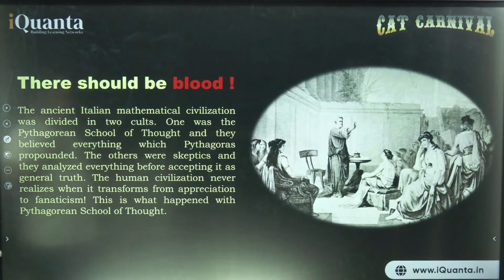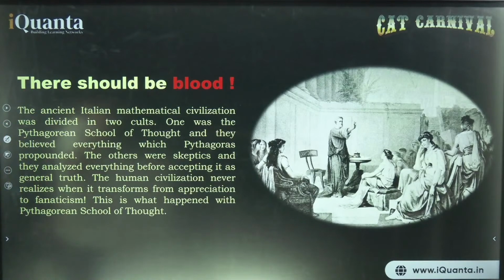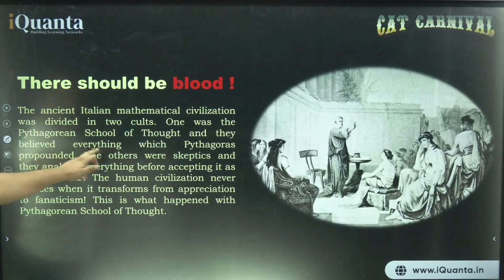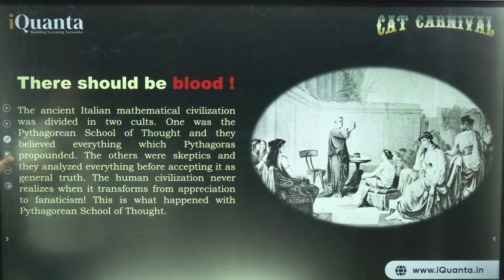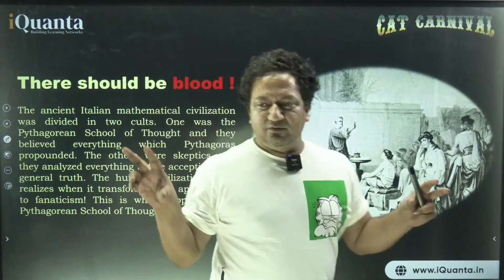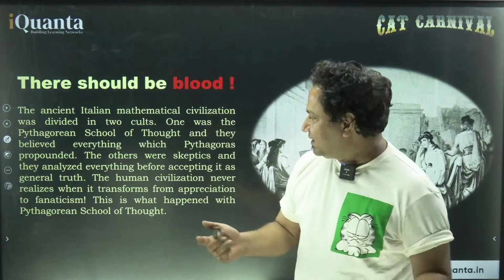The ancient Italian mathematical civilization was divided in 2 cults. One was the Pythagorean school of thought, and they believed everything which Pythagoras propounded. देखो, ये सब लोग पाइथागोरस के फॉलोवर थे. भाई बोला ये है, लोग मानते थे हाँ भाई यही है. ठीक है? It is a school of thought. The others were skeptics and they analyzed everything before accepting it as general truth. ठीक है? हमेशा ऐसा होता है. We will find there 2 people. One is the one who's ruling, other one opposing. Mathematics भी ऐसी थी.